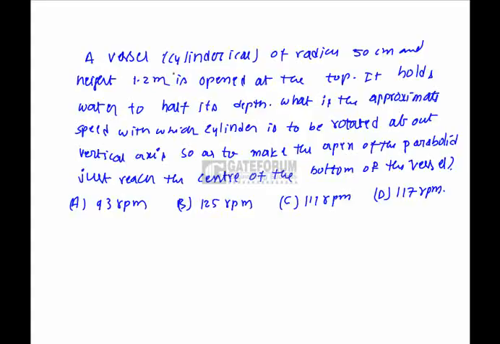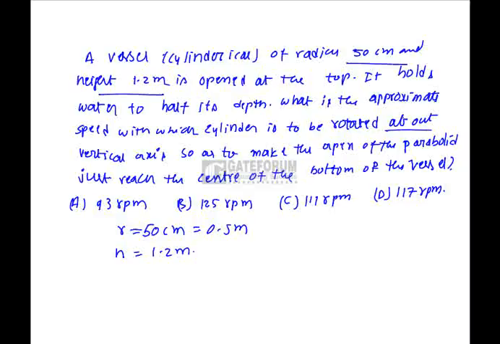Question: a vessel of cylindrical shape has a radius of 50 centimeters, that is 0.5 meters, and a height h of 1.2 meters. Opened at the top, it holds water to half its depth. What is the approximate speed with which the cylinder is to be rotated about the vertical axis so as to make the apex of the paraboloid just reach the center of the bottom of the vessel?